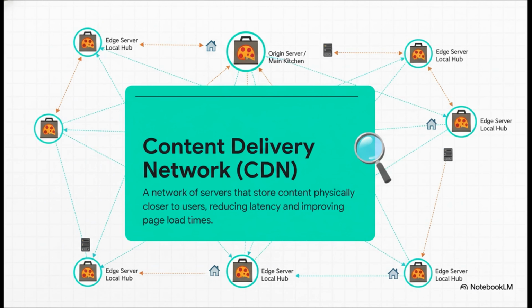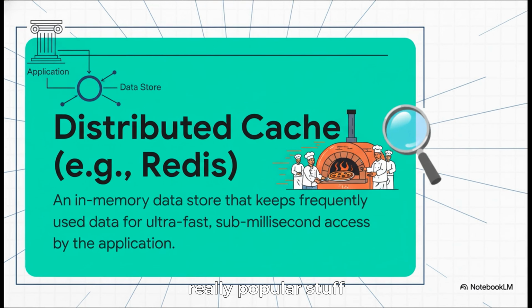Super fast. And then, for the really popular stuff, right inside the kitchen, we have the distributed cache. This is like a giant shared warming station. Any chef who needs a pepperoni pizza doesn't have to make it. They just turn around, grab a perfect hot one from the warming station, and it's ready.